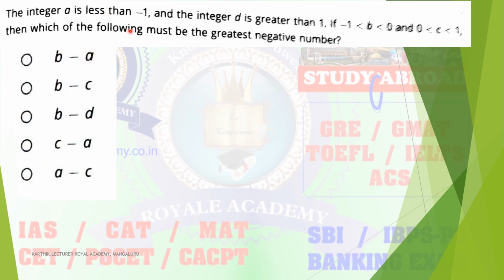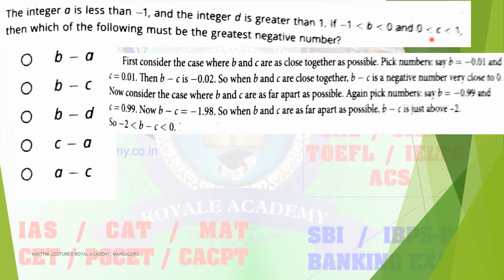a is less than -1 and the integer d is greater than 1, and b's value is between -1 and 0, c's value is between 0 and 1. Then which of the following must be the greatest negative number?